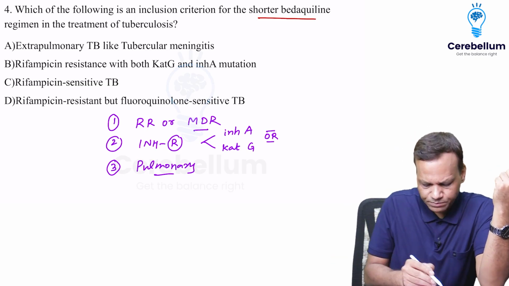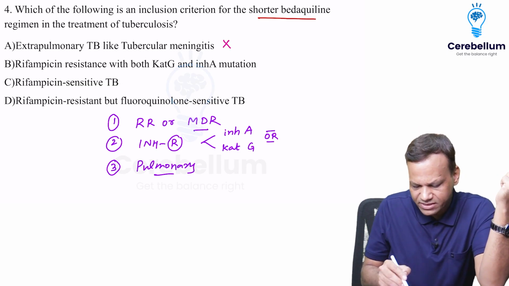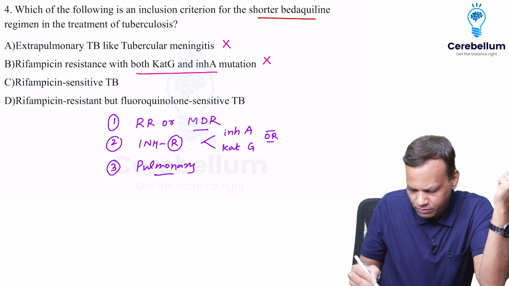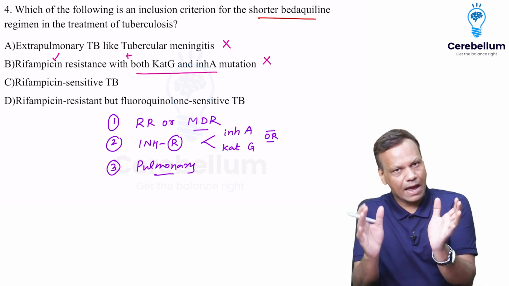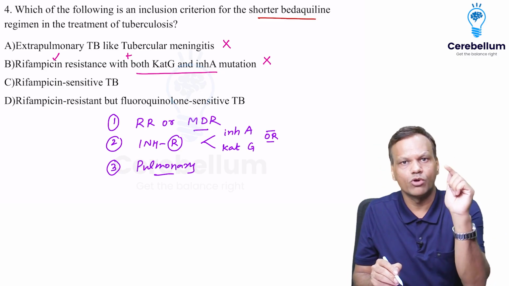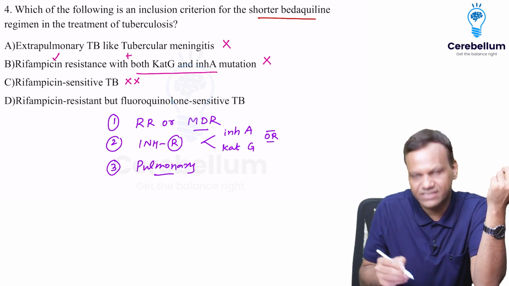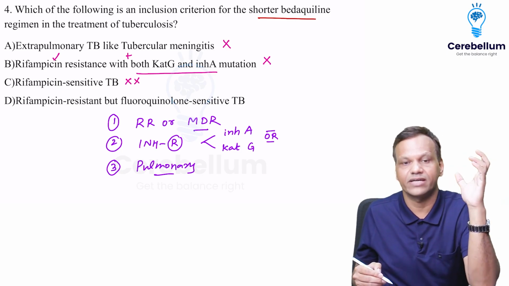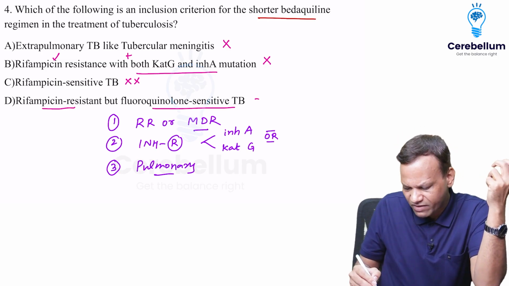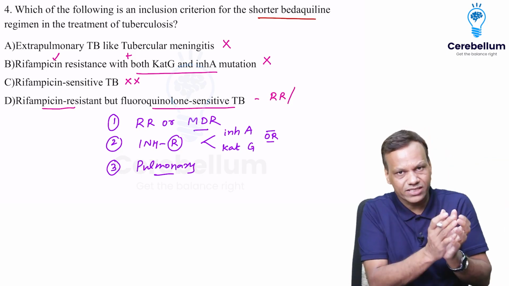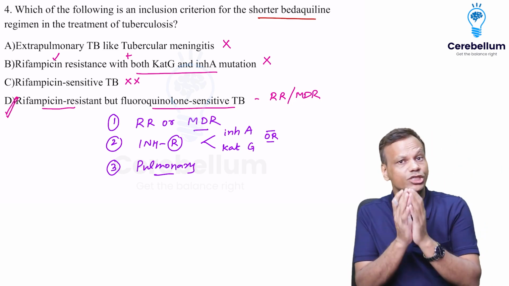Now coming to the options, extrapulmonary TB, no, we are using it for pulmonary TB only. Rifampicin resistance with both mutations, no, rifampicin resistance is already there, plus both mutations, that means it is MDR TB, but because there are both mutations, we do not use it. If only one mutation was there, we will use it. Rifampicin sensitive, it is not indicated in rifampicin sensitive TB, it is indicated in rifampicin resistant TB. Rifampicin resistant but fluoroquinolone sensitive TB, so it may be rifampicin resistant TB, and if it is resistant to isoniazid also, it will be MDR TB. So this is the indication of giving the bedaquiline shorter regime.